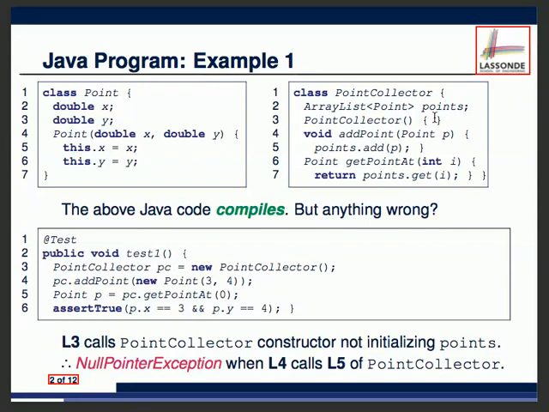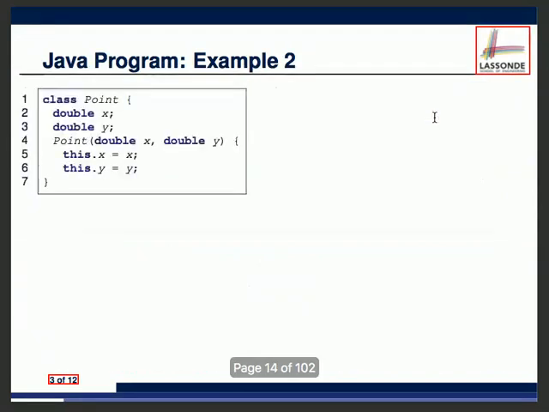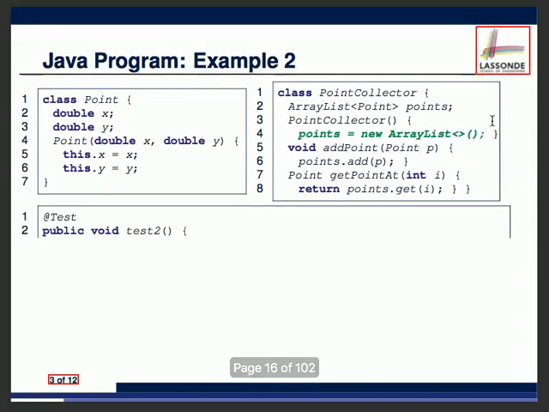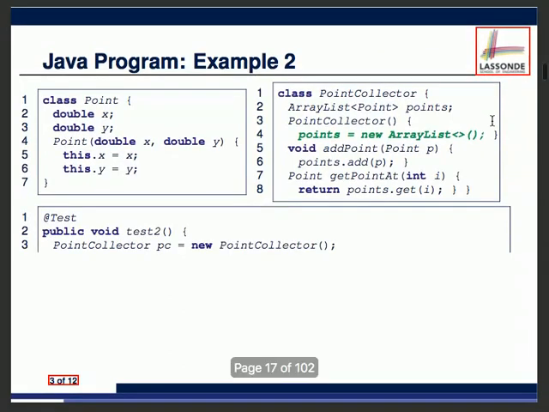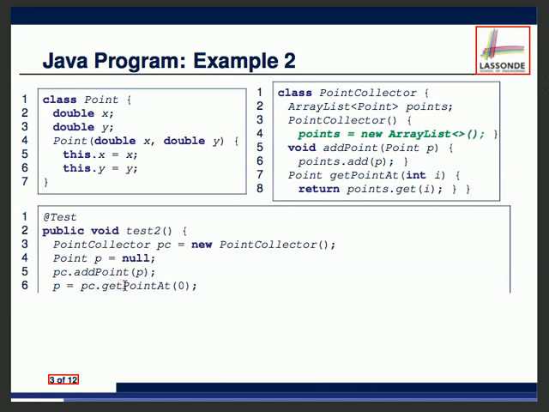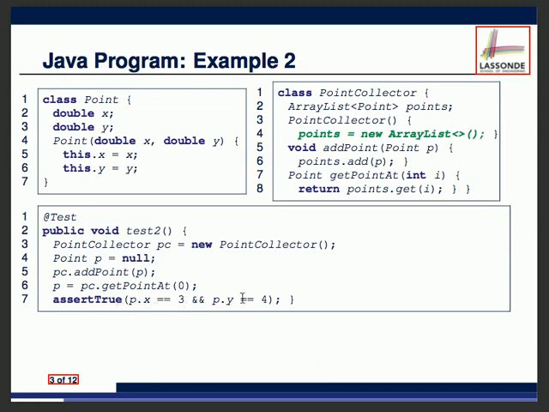Okay. Second example. Now let's say we still have the same Point class, and we added points over here, right? Let's say we fixed that already. Now, if I go to test number 2, let's say PointCollector PC, and then I say Point P is assigned to null. And then I say PC.addPoint(P), and then P is assigned to PC.getPoint(0) over here. And then I have assert true, etc. Okay? Anything wrong with this? It compiles, I can tell you, it compiles.